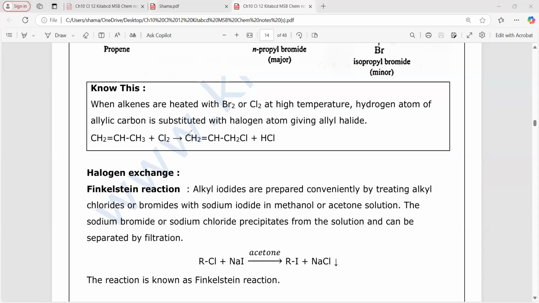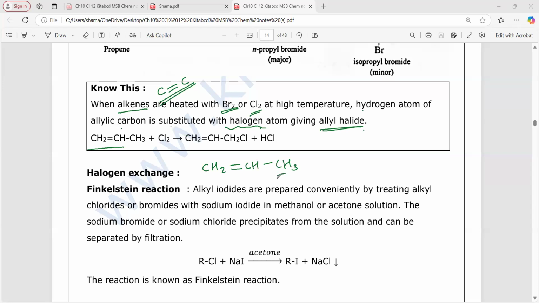Now see here. When alkene, the hydrocarbon which contains a carbon-carbon double bond, is heated with bromine or chlorine at high temperature, a hydrogen atom of the allylic carbon is substituted with the halogen atom, giving the allyl halide. Whenever alkene is there, as a hydrocarbon we are using, the example given here is CH2 double bond CH attached with CH3, correct?